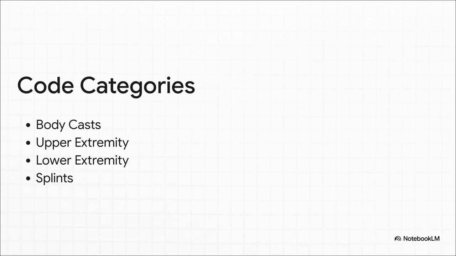In the lower extremity, we see codes for massive applications, like the hip spica, that's code 29305, which wraps around the torso and goes all the way down the leg to stabilize the hip joint. Splints are categorized the exact same way, long arm versus short arm, long leg versus short leg. Basically, the more anatomy you cover, the different your specific code will be.